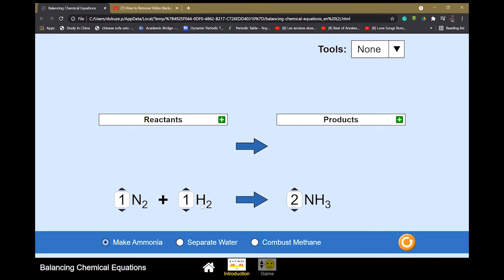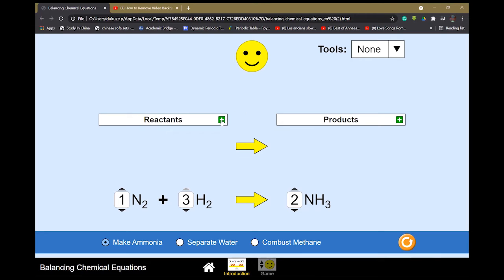Now, what about the hydrogen atoms? Here we have 2, and now here we have 6. Because here we have 6, then we can easily increase up to 3. And then you have the smiley showing that your equation is balanced.